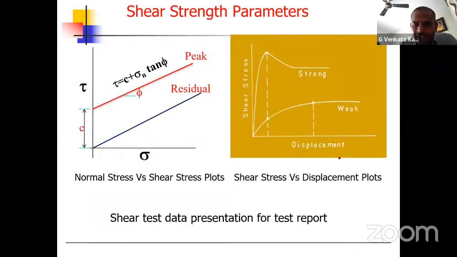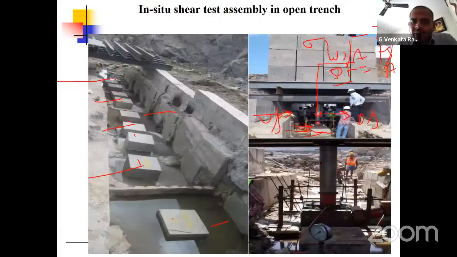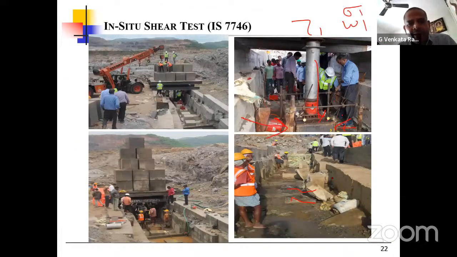See here, when the shear stress is increasing like this, then this is a failure. But after that, see, it is constant, meaning the displacement keeps on increasing without taking any more load. That is equal to the residual stress. Like that, we have to calculate both the peak stress as well as the residual stress.